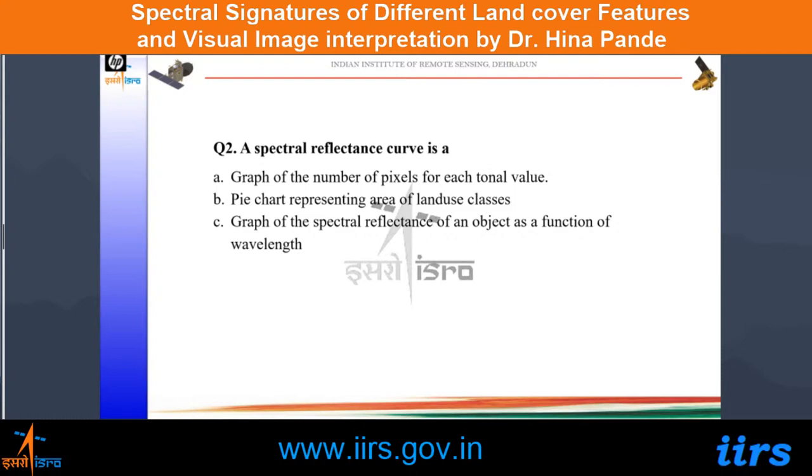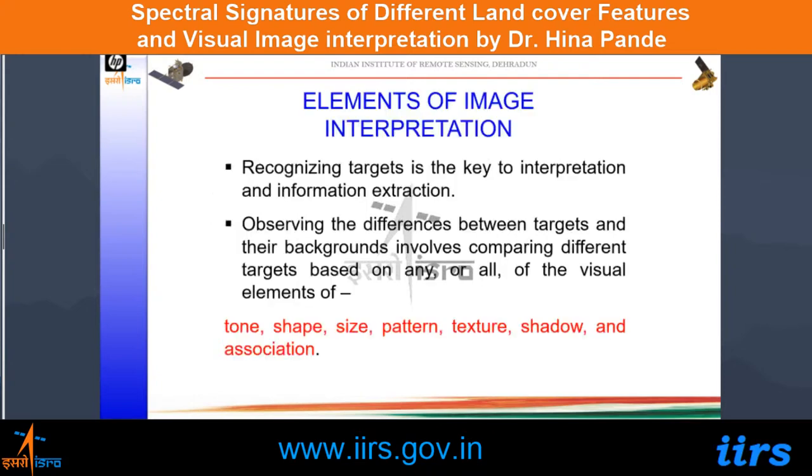Then comes the most important part: what are the elements of image interpretation? What are the clues that we get on the image, and how we use these to assign labels or classes to pixels visually? So there are certain elements, or visual elements as we call them, which are tone, shape, size, pattern, texture, shadow, and association. So we will quickly look at each of these and how these are going to help us.